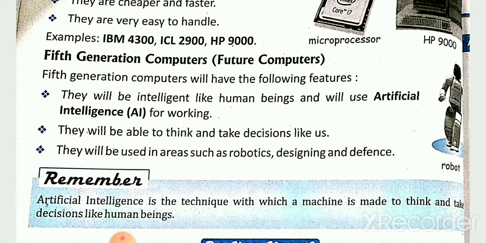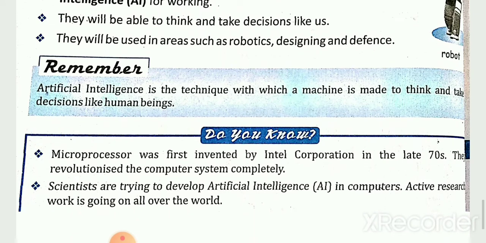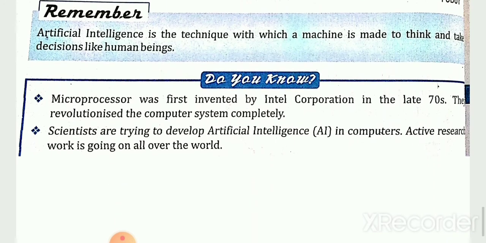Do you remember? Artificial intelligence is the technique with which a machine is made to think and take decisions like a human being. Do you know the microprocessor was first invented by Intel Corporation in the late 17th century. They revolutionized the computer system completely. Scientists are trying to develop AI in computers. Active research work is going on all over the world.